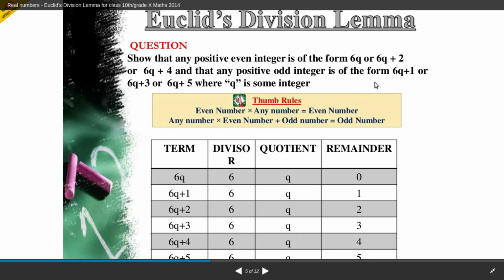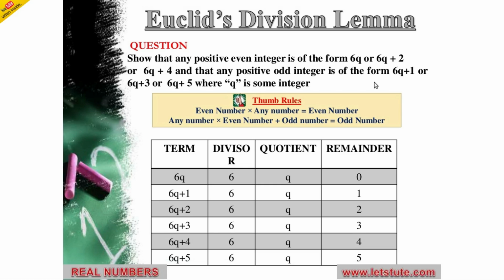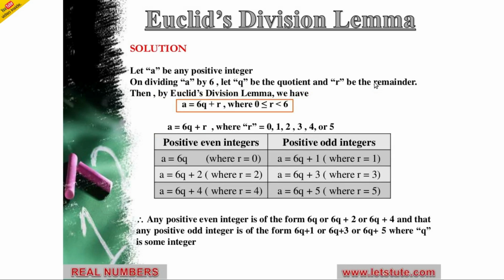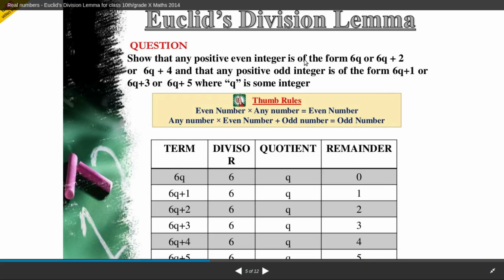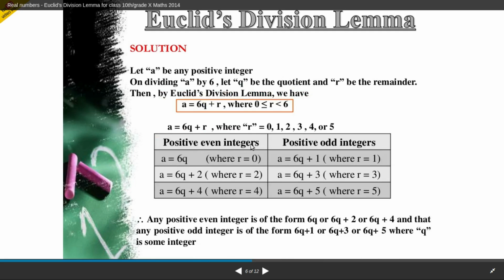I will repeat it again. Go through the question again. While solving the problem, you should know the question clearly. What he is asking is: even integer in this form, odd integer in this form.